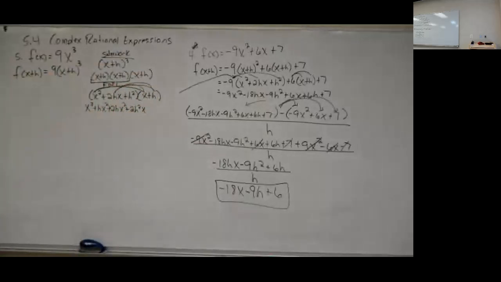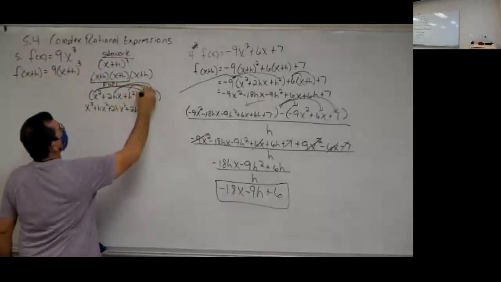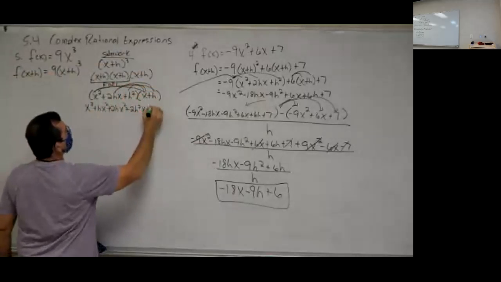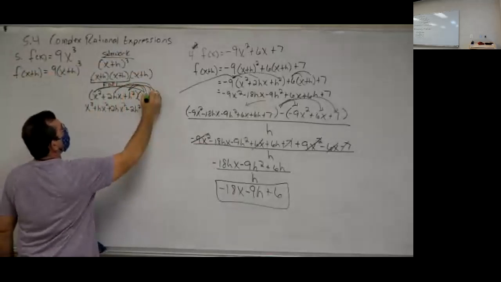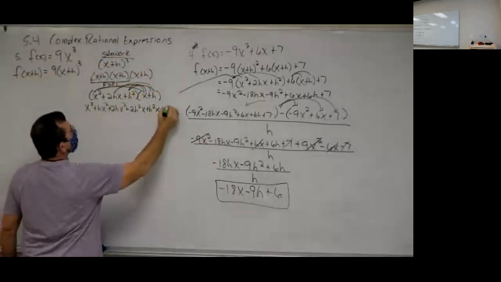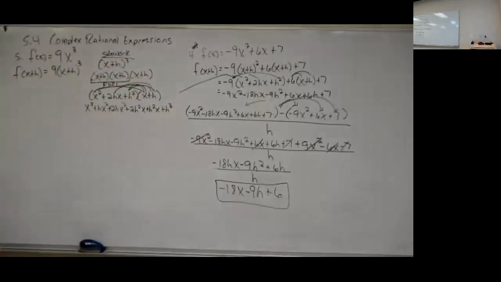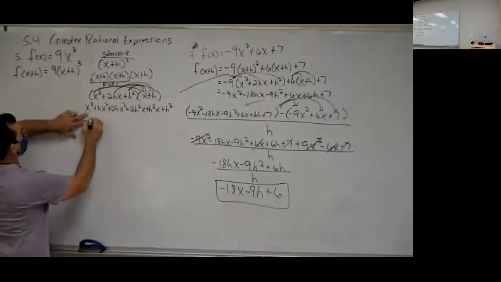Well, I'm down to the last ones. So h squared times x is h squared x. H squared times h is h to the third. Now, we might have some like terms in here, so I'm just going to look and see. There's no x to the third, so I'm going to bring that down.